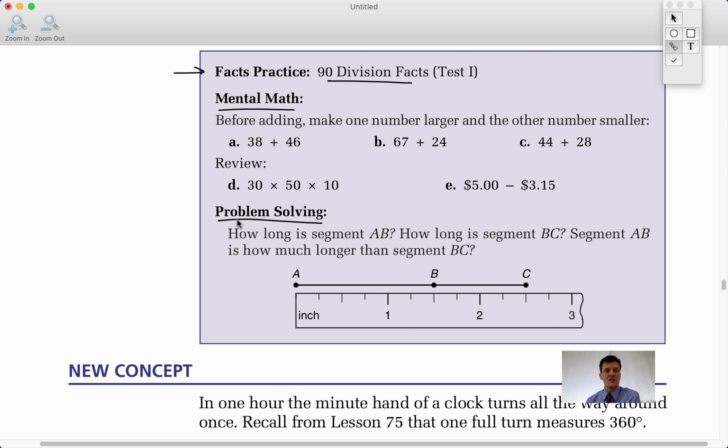All right, let's talk a little bit about this problem here in particular. How long is segment AB? How long is segment BC? The segment AB is how much longer than segment BC? So you're just using your skills here to measure using a ruler, a measuring device. So first of all, you might want to figure out what each division is signifying.